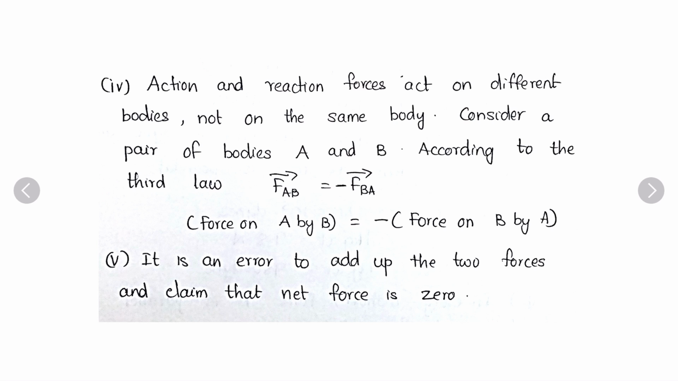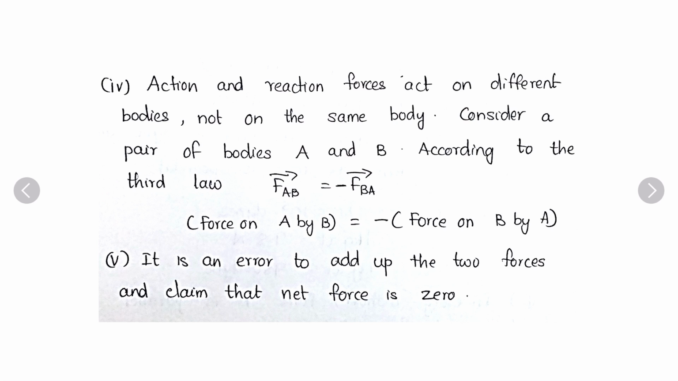Now some more examples. Suppose there is a horse rider, the person who is on the horse, he is going, and suddenly the horse comes to rest, the horse stops. Then what happens? The lower part of the rider comes to rest with the horse, but the upper part of the rider moves forward due to inertia of motion.